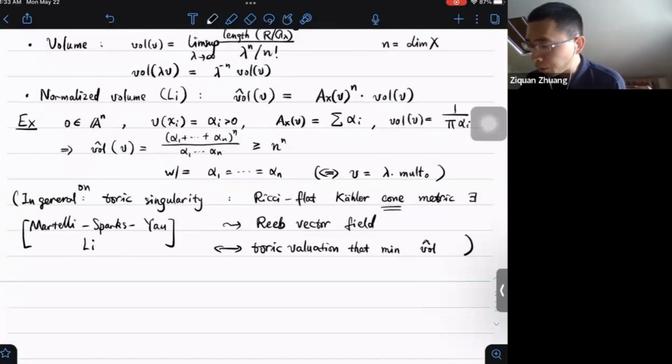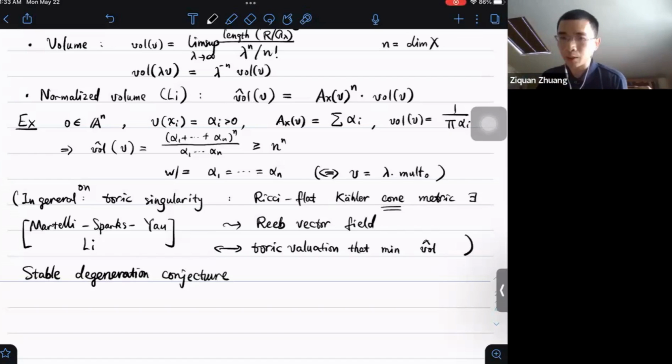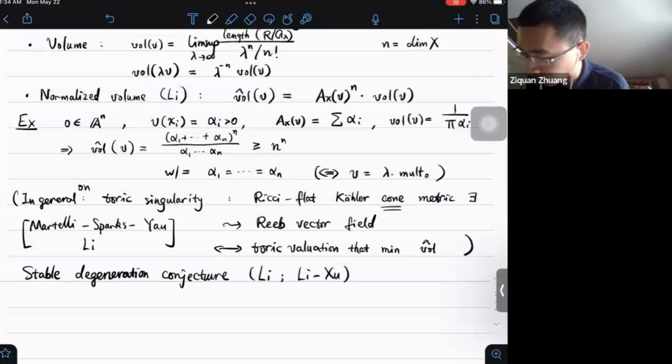And so building on this previous evidence, Li proposed, and then later, I think the conjecture was refined by Li and Chenyang Xu. So they proposed the so-called stable degeneration conjecture. That's going to give an answer to the original Donaldson-Sun conjecture, but also at the same time give an algebraic recipe for constructing these, put in quotes, metric tangent cones for KLT singularities in general. Okay, so this is due to Li in the original formulation, but then later extended slightly by his joint work with Chenyang. Okay, so let me state what they say.